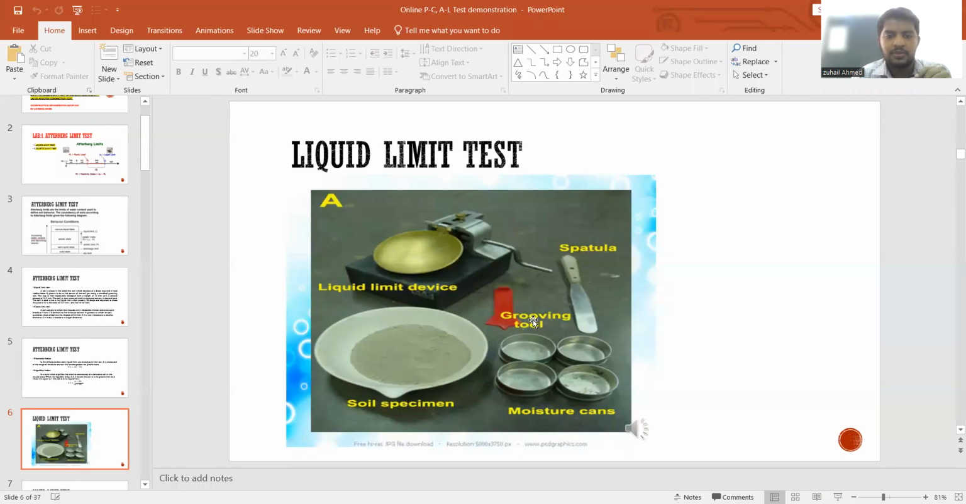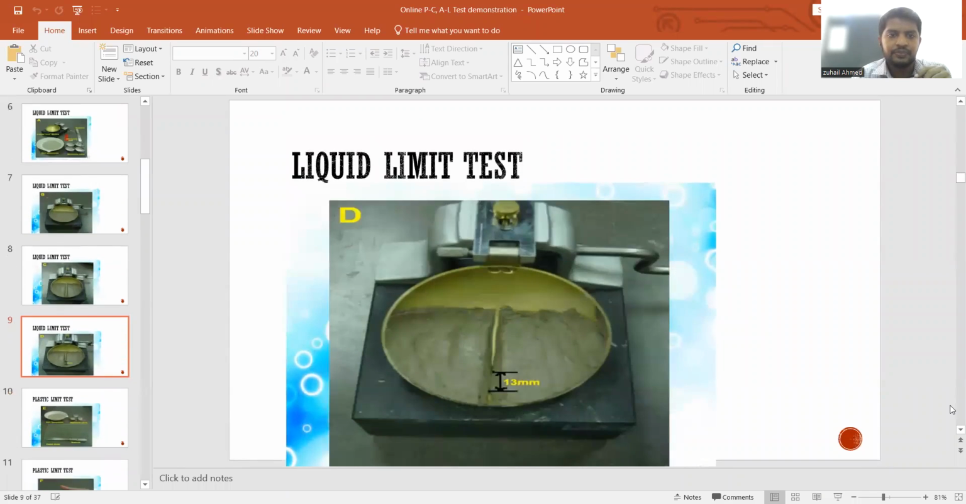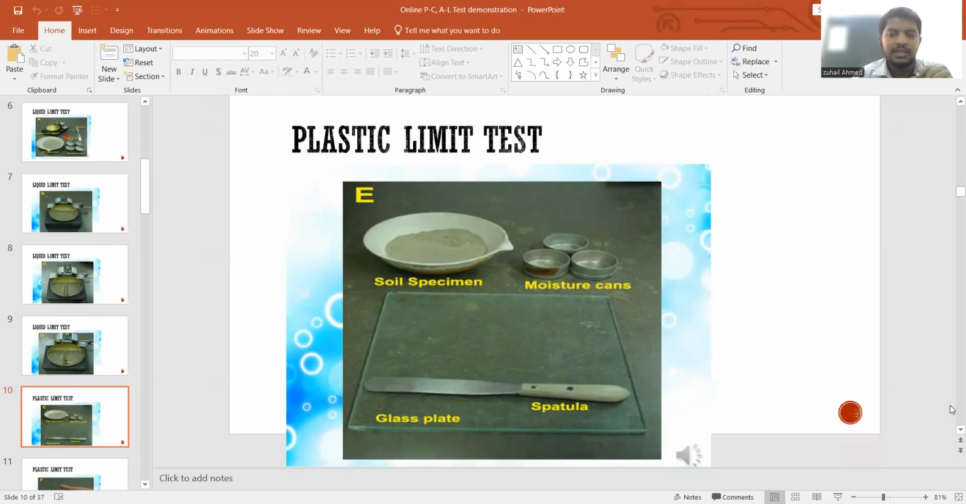These are the soil specimens. Let's move to the next slide. Now let's see the plastic limit test. These are the apparatus and tools you need: moisture cans, a spatula, and glass plates.